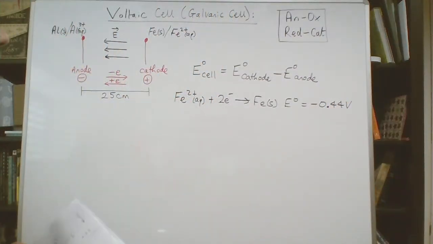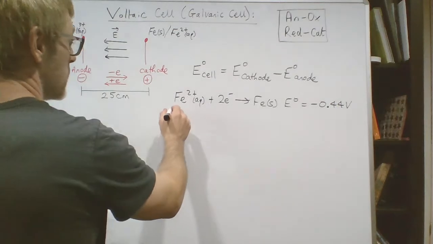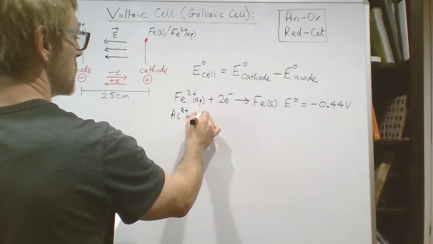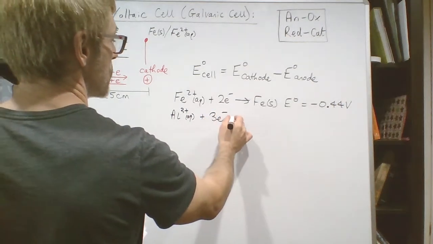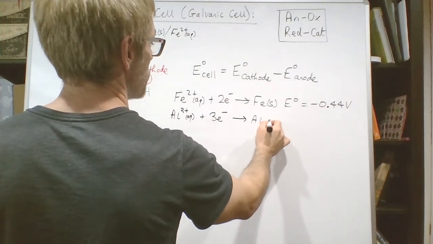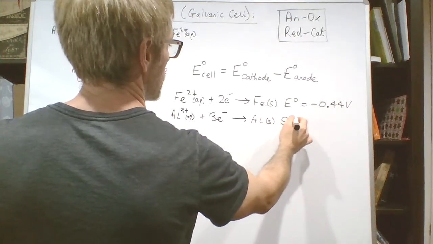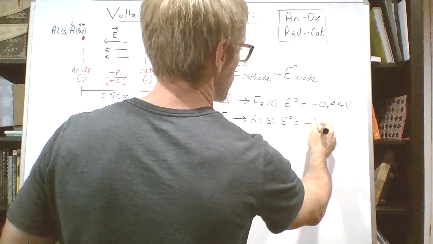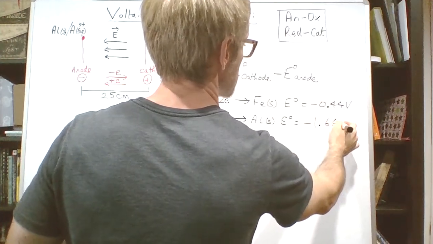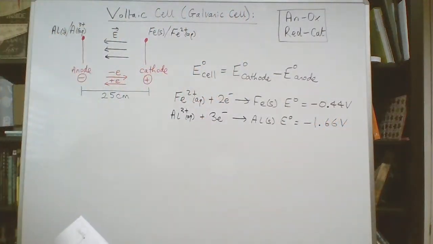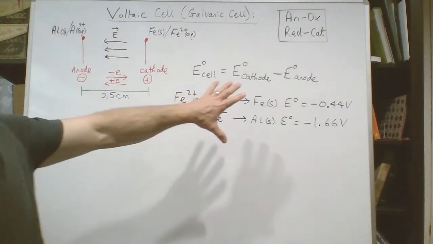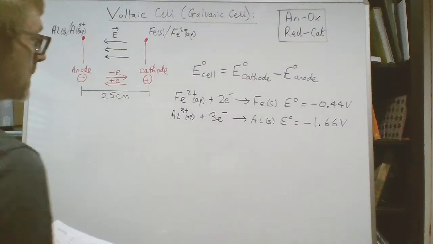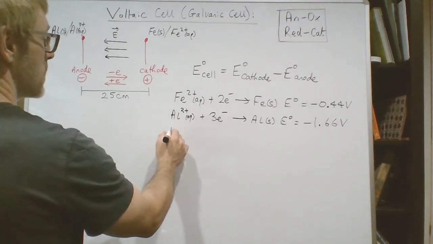So that would be given to you in any assessment. We also know that aluminum 3 plus aqueous plus 3 electrons gives solid aluminum. Here the standard reduction potential is negative 1.66 volts. So let's say this is the information we need. This is the equation that needs it. And now we're going to calculate E cell.